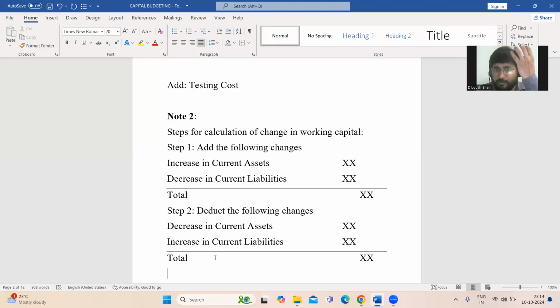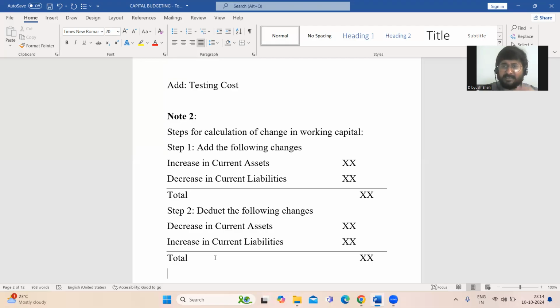Or if your current assets go down, your working capital will be reduced. If your current liability goes up, because of the formula current assets minus current liabilities, your working capital will be reduced. So when we are talking about step 2, the calculation for changes in working capital, I have this shortcut to remember. Add the following changes.